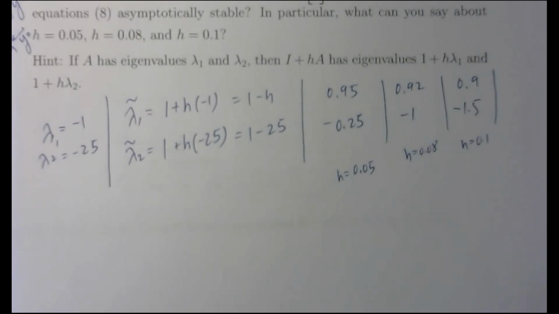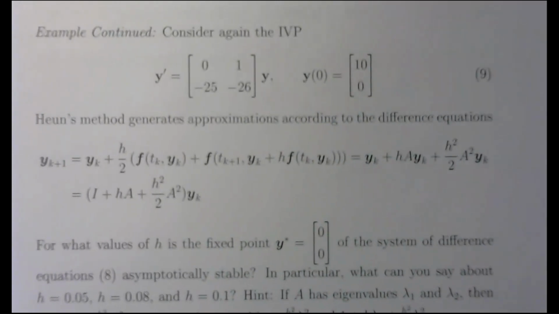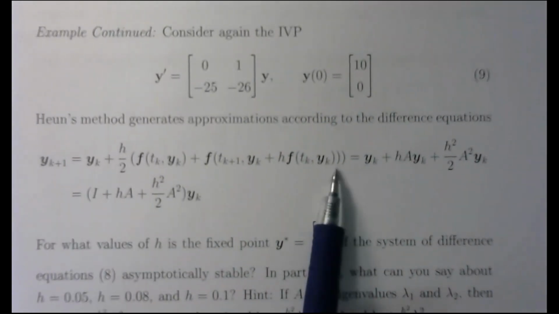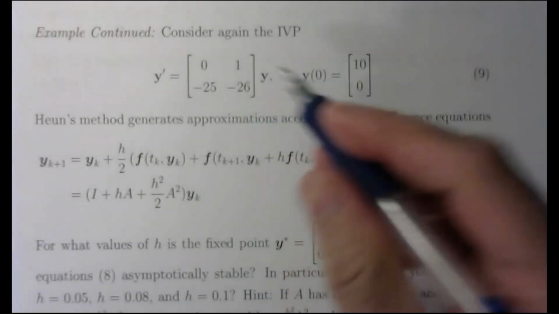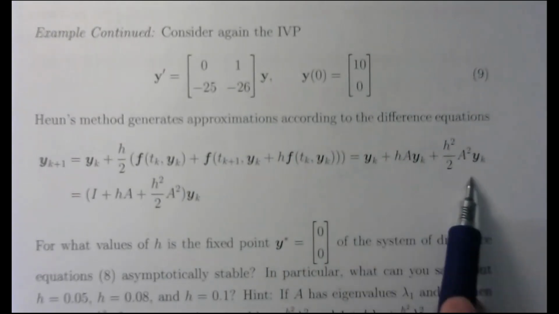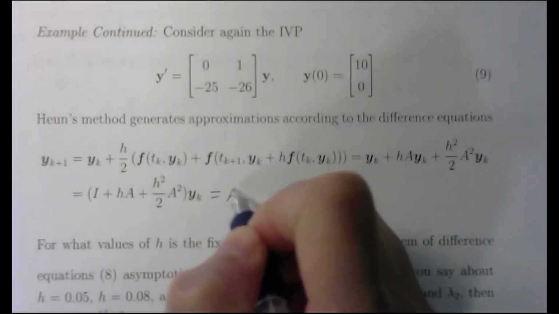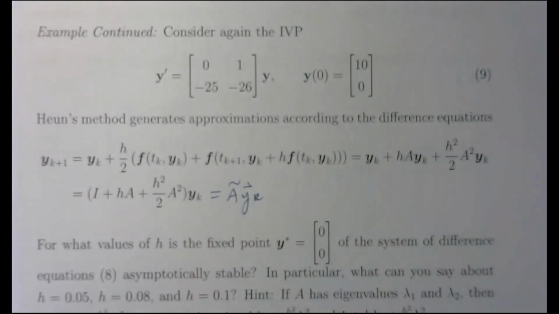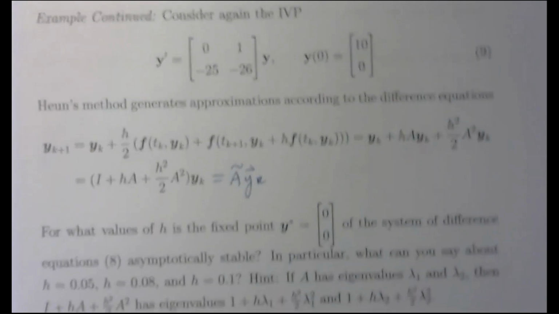What about the other methods that we've looked at? Is the same thing true? So same problem, just writing it here so you remember. Heun's uses this algorithm. If I write it, thinking of this as a yk, I can write it in this way, which again is like an A tilde times yk. So all I care about are the eigenvalues of A tilde in the unit circle, to understand if 0 is asymptotically stable for the difference equations.